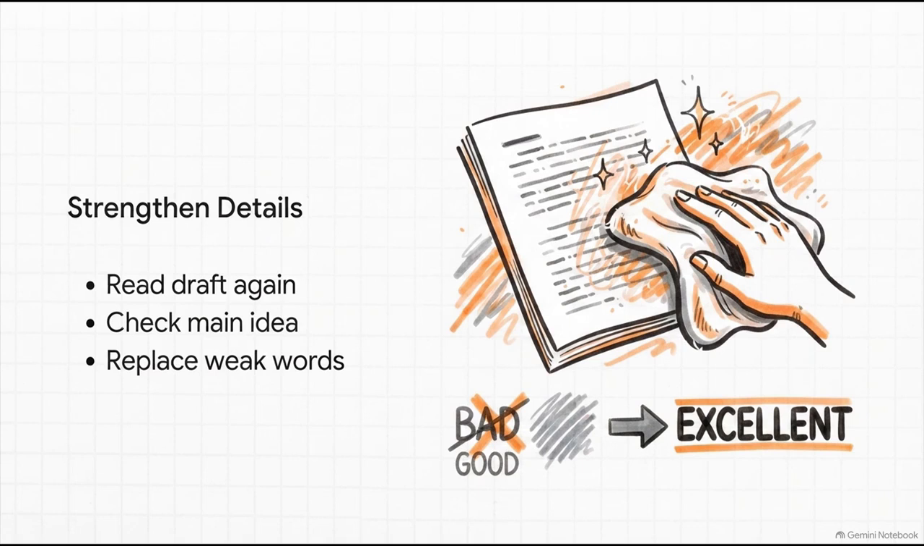Also, as you revise, you absolutely must strengthen your details. Read the draft again, double-check that main idea, and actively hunt for any weak words so you can replace them with really vivid descriptions. For example, don't just say a house was old. Tell us its wooden floorboards groaned under the weight of a century. See the difference? Elevate your language.